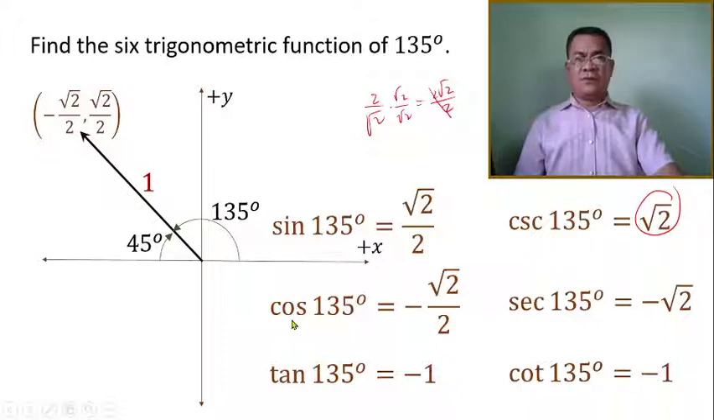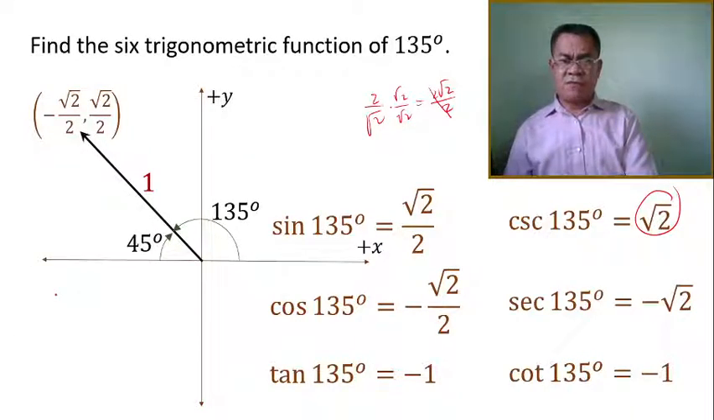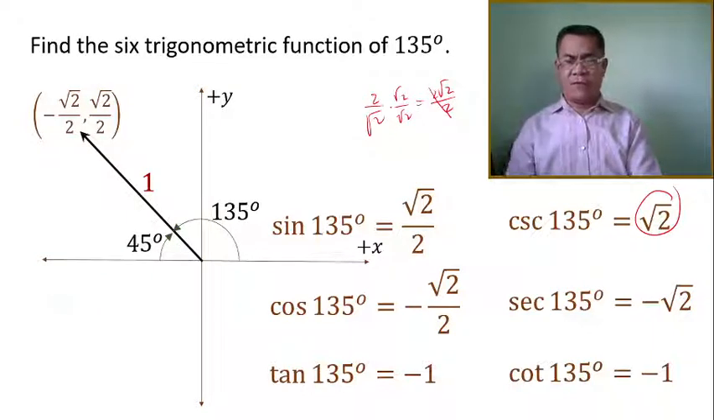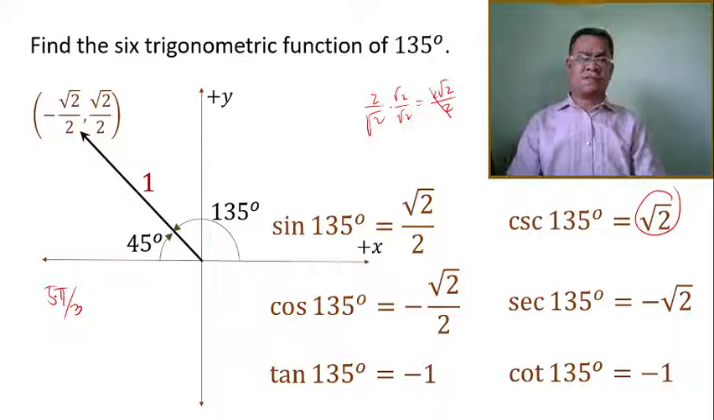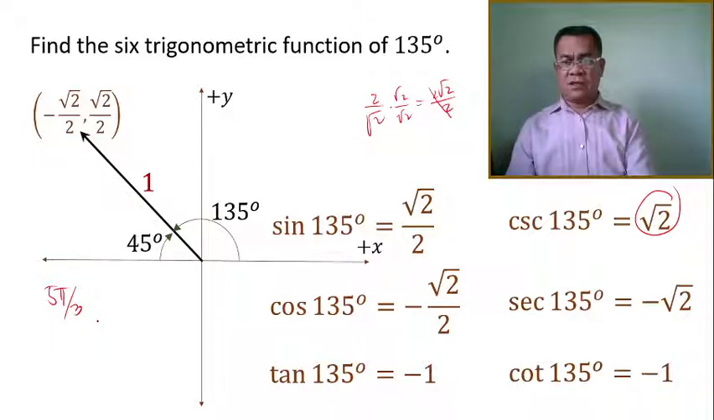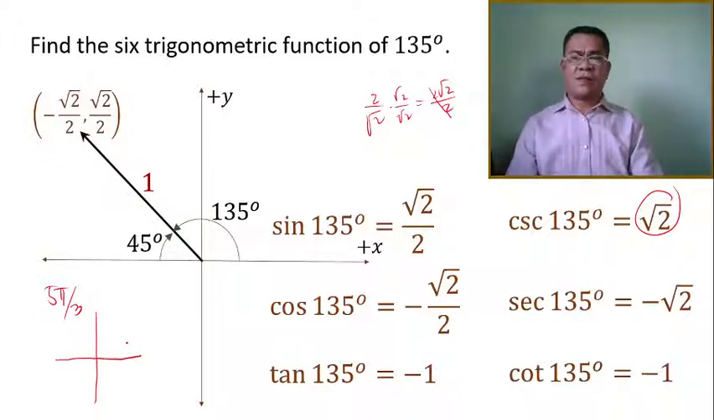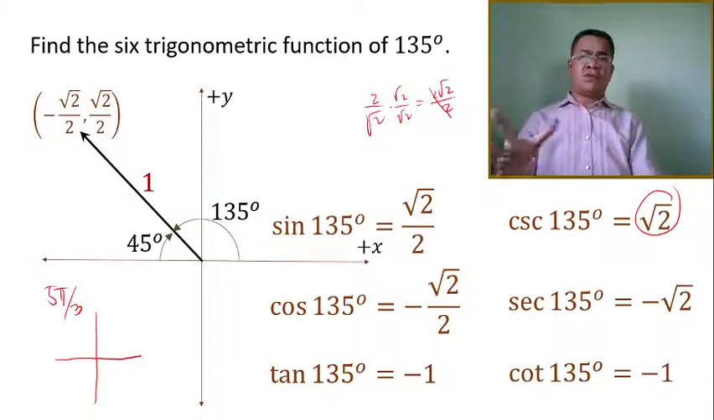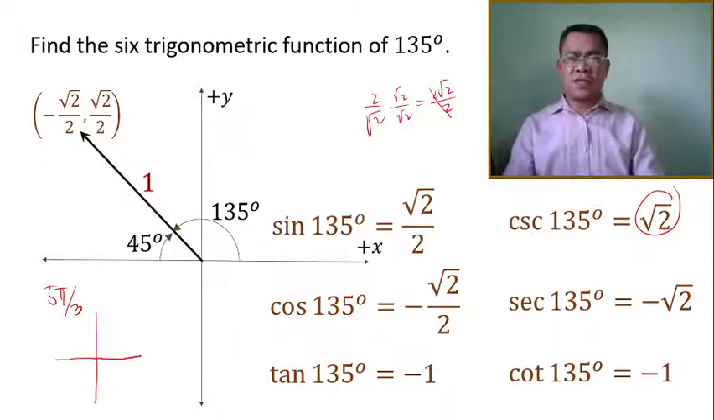Okay? Now, what else? Suppose I have the angle 5 pi over 3. Give me the 6 trigonometric functions of that. In this case, take note that you have to plot this one because we want to know where the sides are located, because we want the algebraic sign of the components of the coordinate.